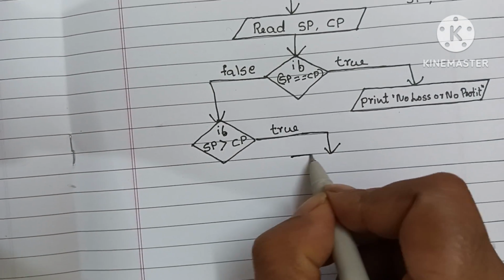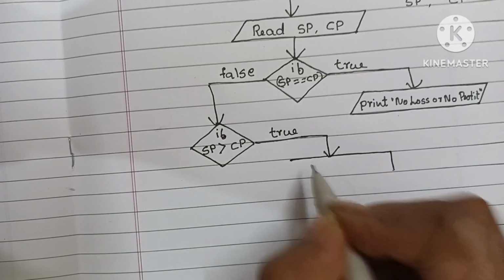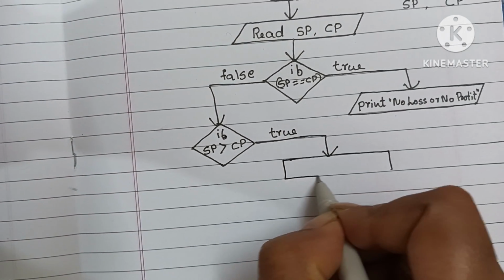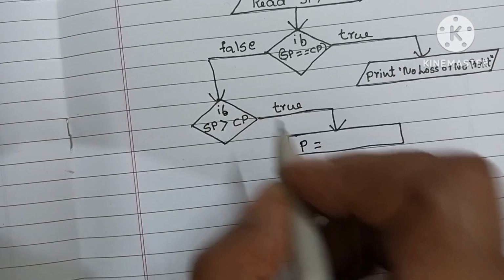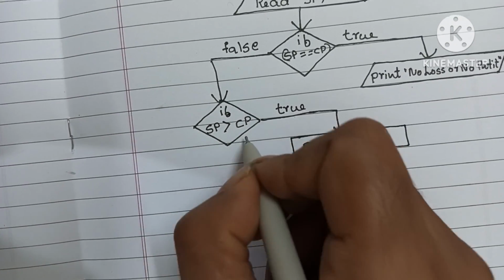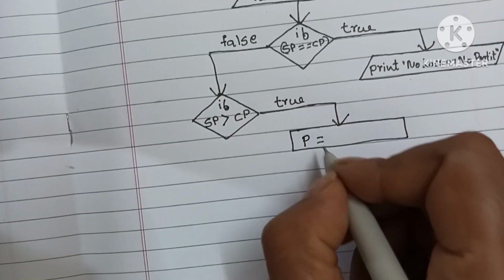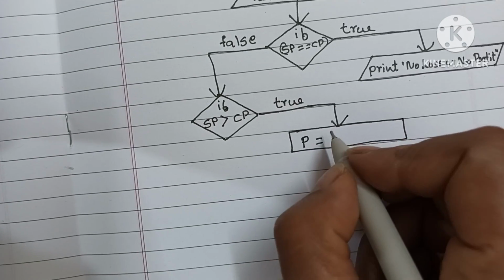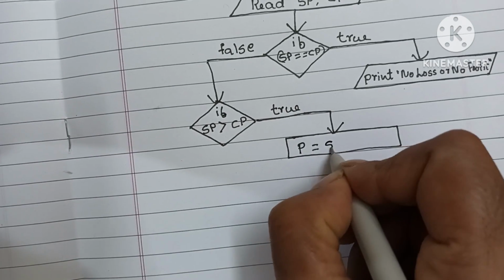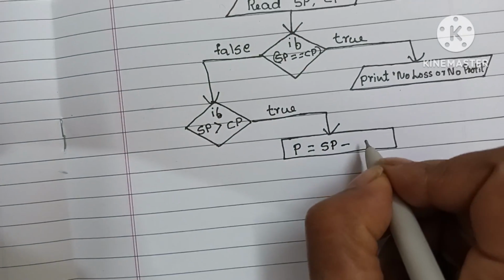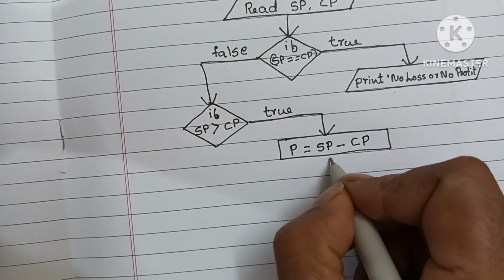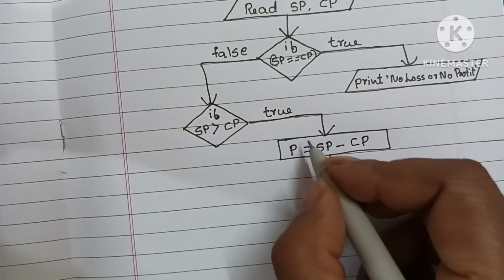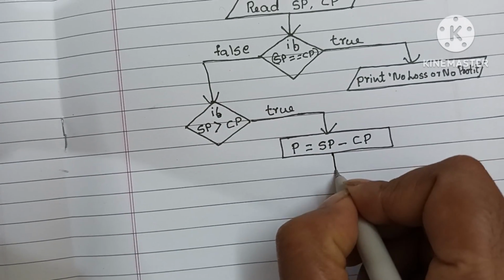So here we have to calculate profit. Profit P is equal to, the formula is selling price minus cost price. To calculate profit, the formula is selling price minus cost price, that is SP minus CP. Here the calculation is done within a rectangular shape.